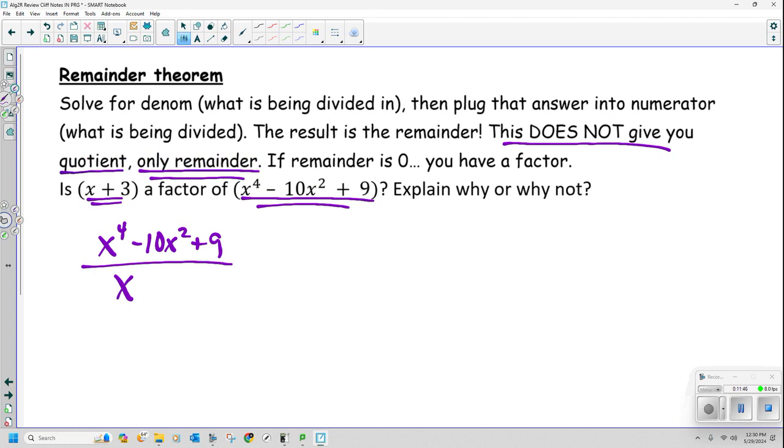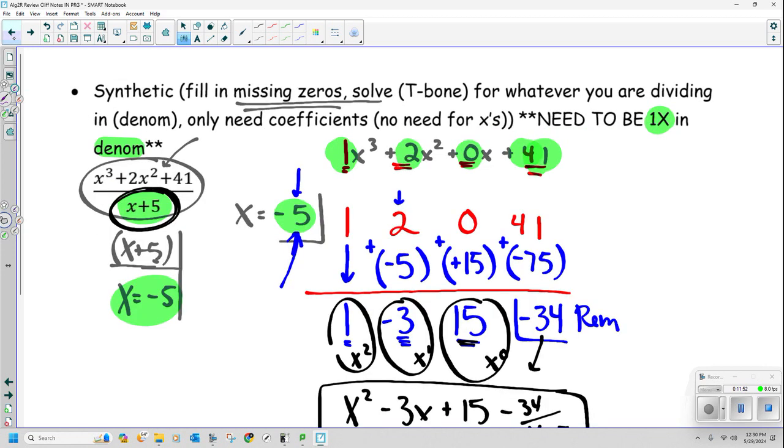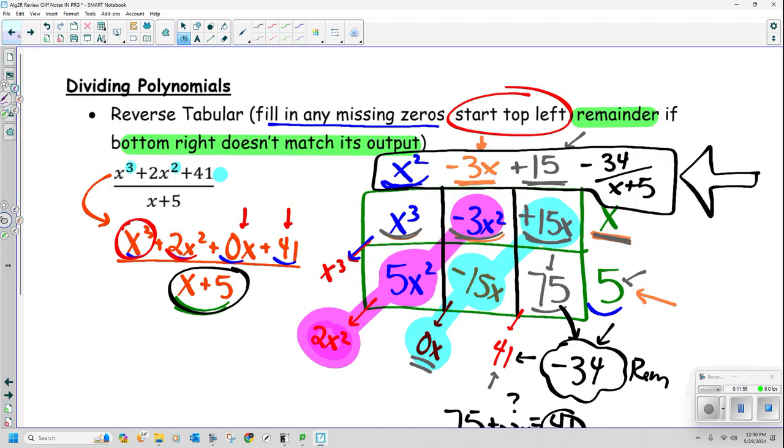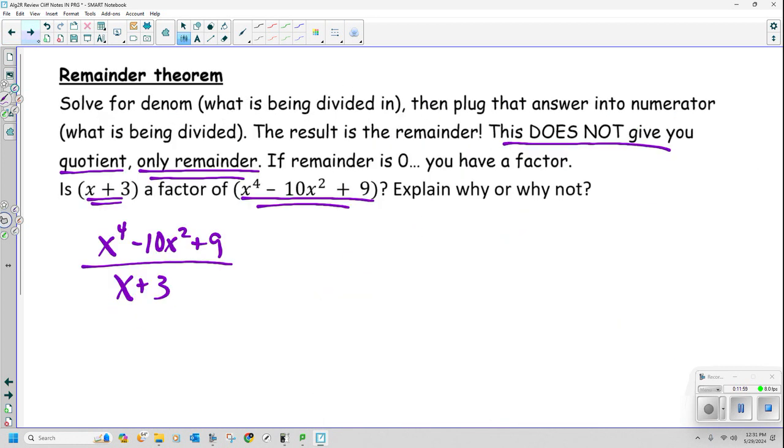Okay, divided by x plus 3. Some people still like to divide it in, and you can do that. Like a lot of people that are like, I'm trying to remember too much. I'm just going to do synthetic. I'm going to do this, and I'm just going to look to see what my remainder is. Okay? But you don't have to.